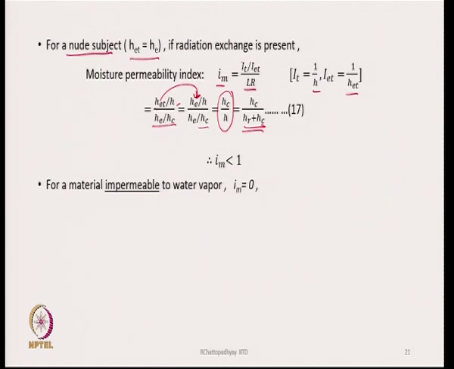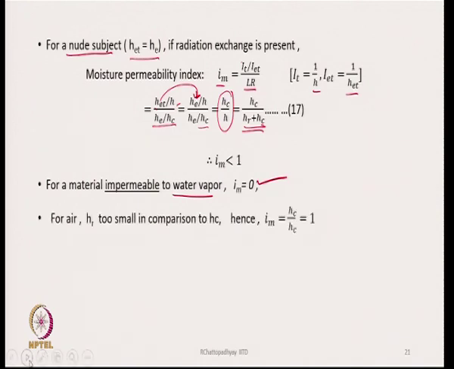Mathematically, we can say the numerator will always be less than the denominator, because the denominator has an additional term H r, which we have to add to H c to get the denominator. That basically means the I m value will always be less than 1, because the numerator is always less than the denominator in equation 17. So, the moisture permeability index will always be less than 1. For a material impermeable to water vapor, I m is going to be 0, and for air, H r is too small in comparison to H c.